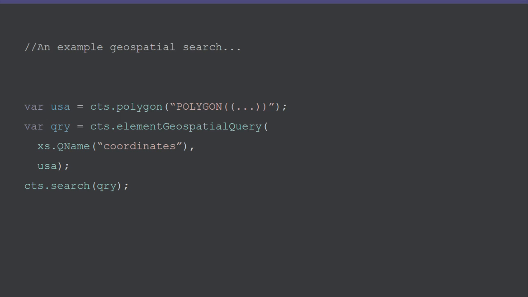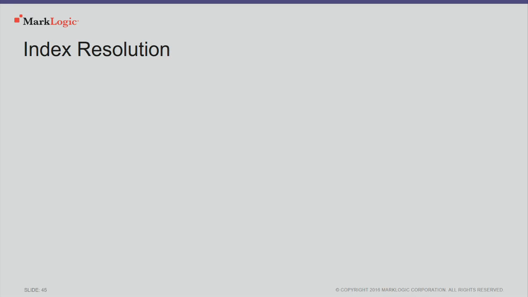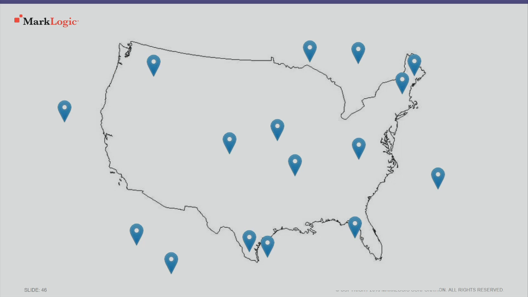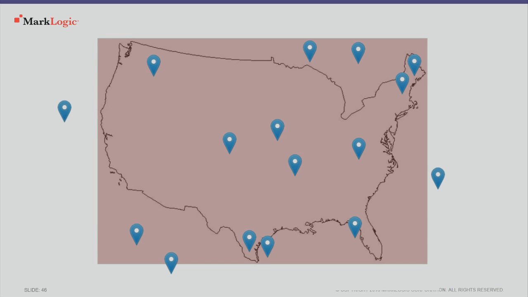When you create this query object, it gets shipped to the D node, which will resolve it from the index. The first step is to restrict the results based on the bounding boxes. Remember, I said that index resolution was very fast and easy if you're just dealing with boxes. So if these are our data points, we can cover the United States by a bounding box, and that allows us to very quickly eliminate points that are not anywhere close to our region. But unfortunately, we still have some points that we don't want to match.